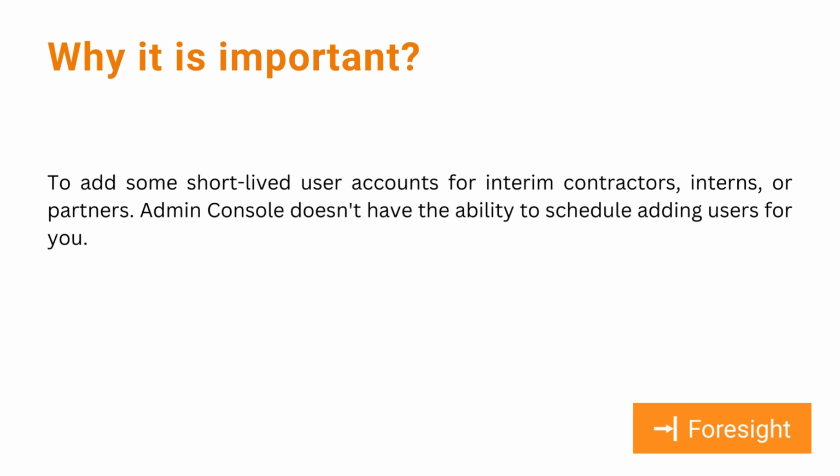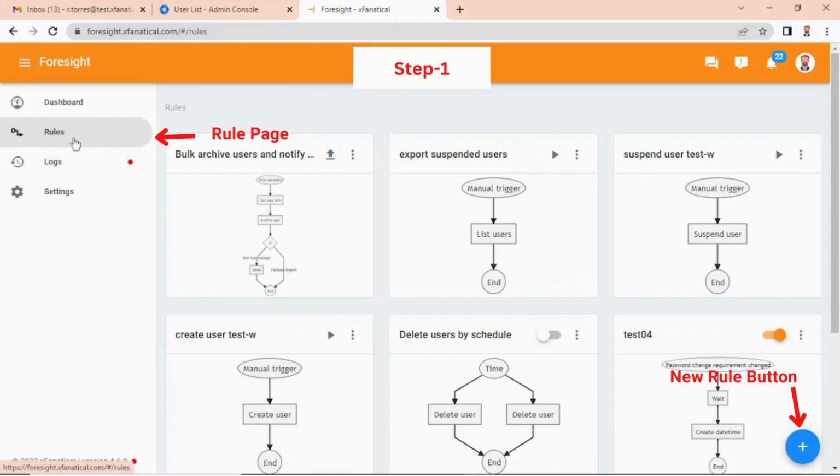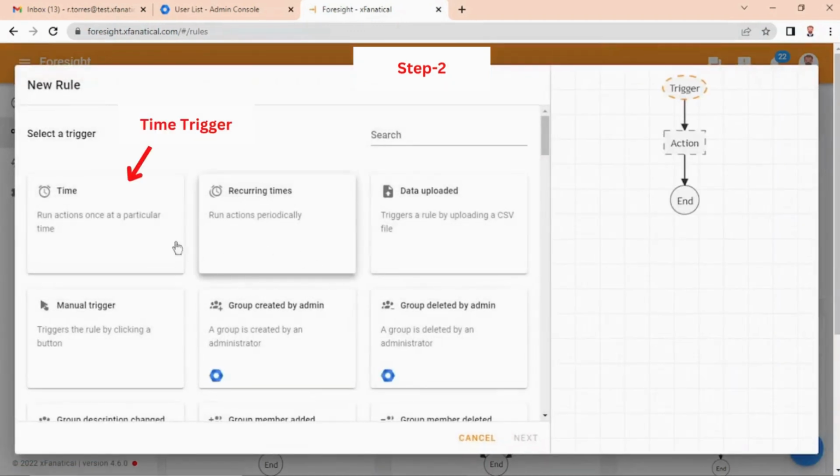This article demonstrates how Foresight automates Google Workspace and schedules the adding of users for you. Let's see it in action. Step 1. In the Rules page, click the New Rule button to add a new rule. A new rule dialog will show up.